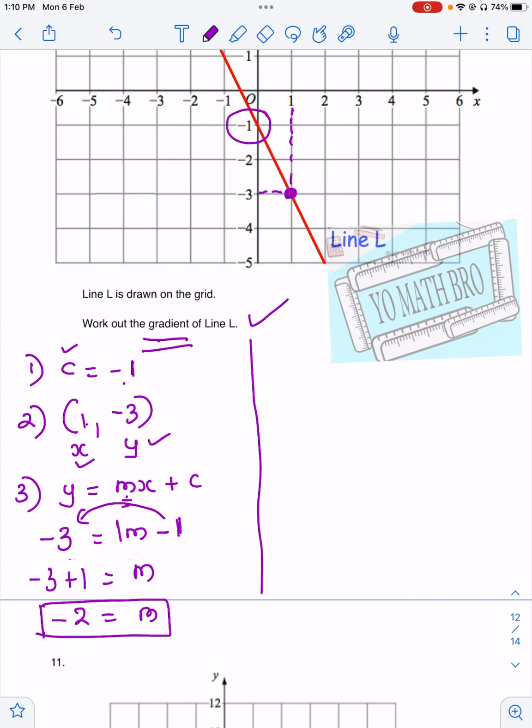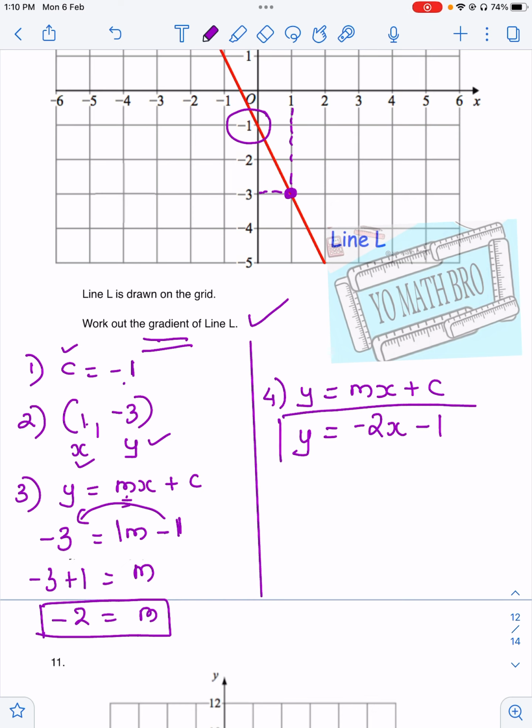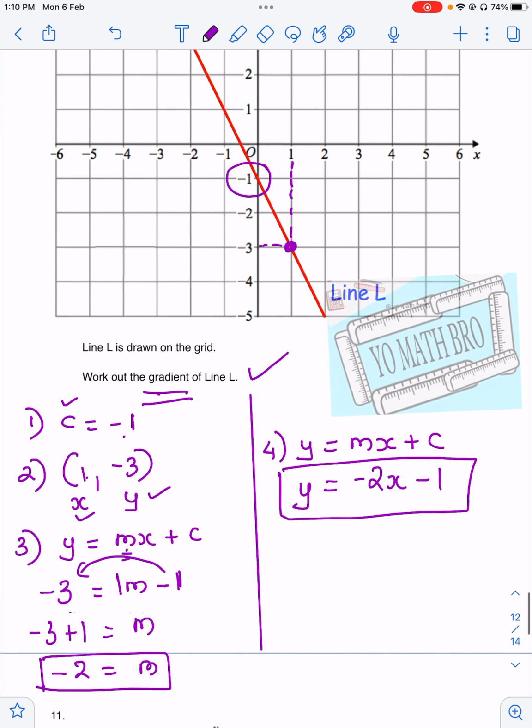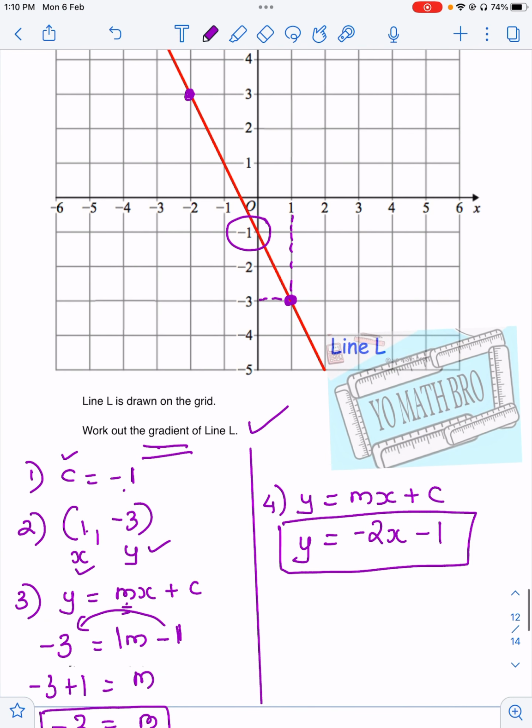Now, last step. Before finding the equation, y is equal to mx plus c, in which I will just substitute m and c. m is minus 2 and c is minus 1. How to check whether this answer is correct? I will take this point which I didn't take. Here, x is minus 2 and y is 3. So let me see, once I substitute x as minus 2, am I getting y as 3? Let us check.